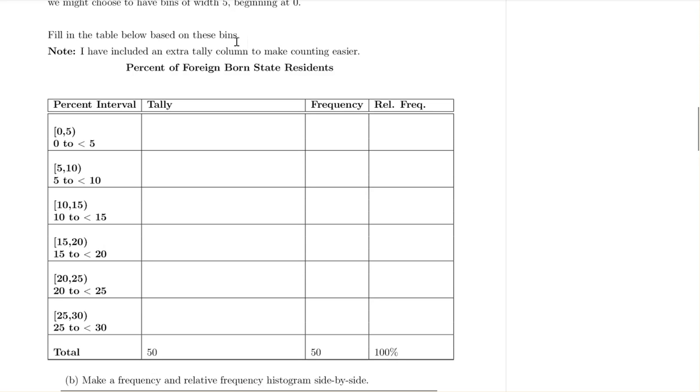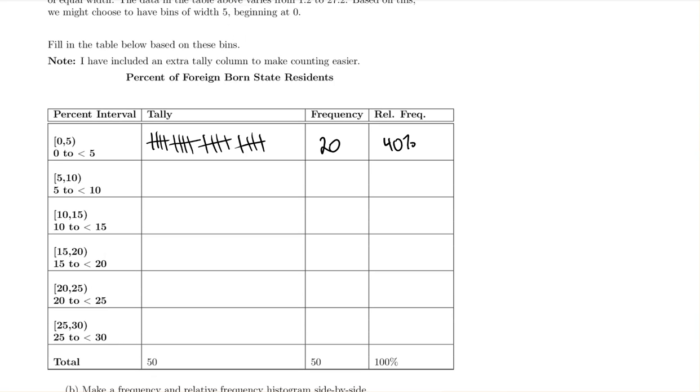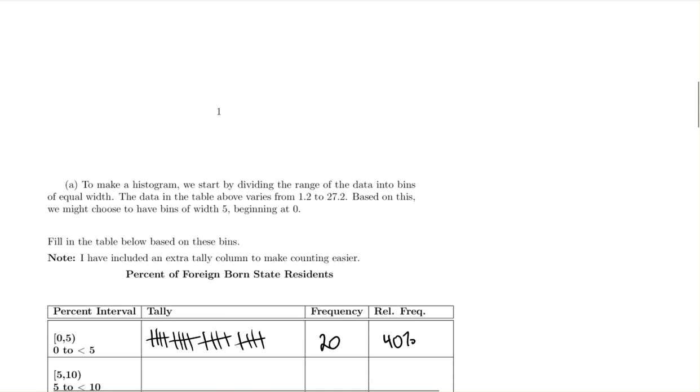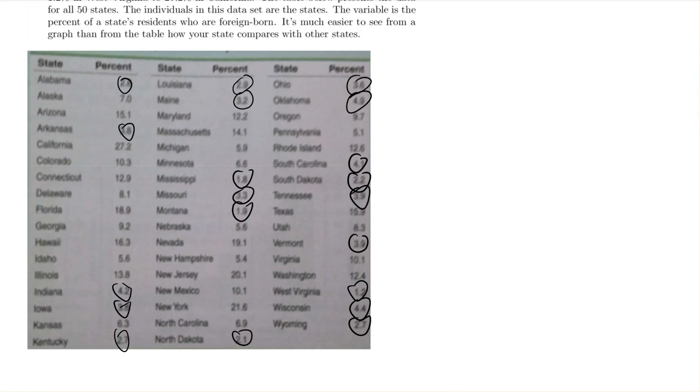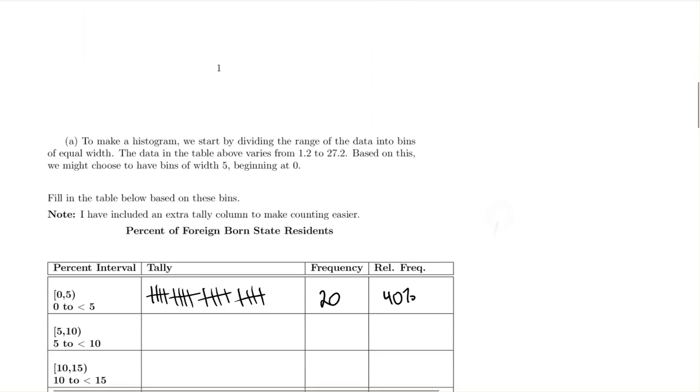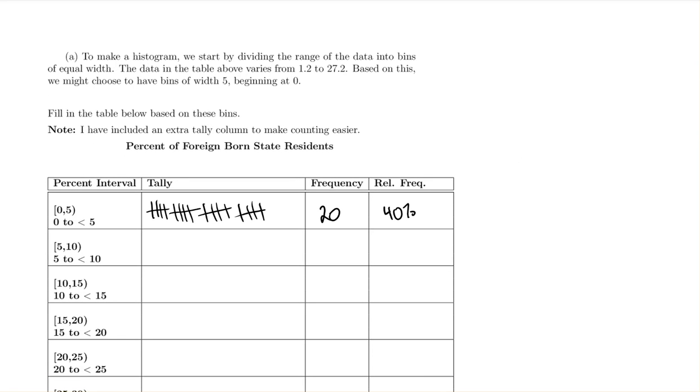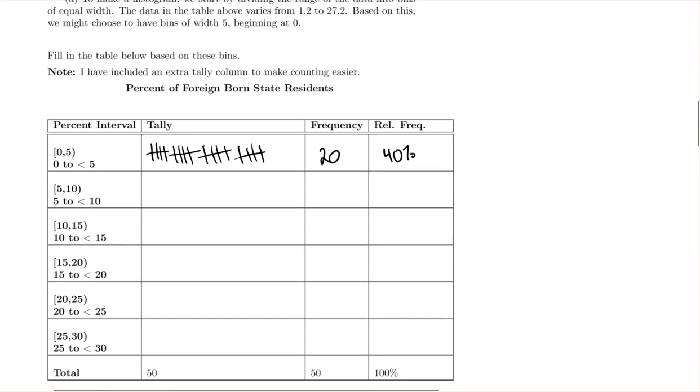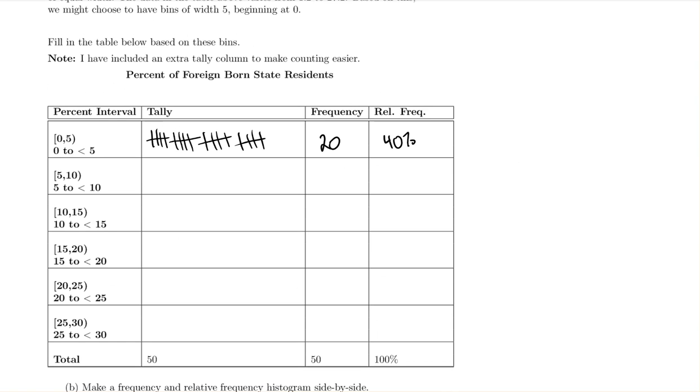Okay, hopefully you paused the video and tried this, and you identified that there were 20 states that fell between 0 and 5% of foreign-born residents. So I have circled them up here on my chart, there's all 20 there. So the frequency was 20 because 20 of the states fell in this interval, and that's 40% of our 50 states. Now, pause the video, see if you can fill in the rest of this table.